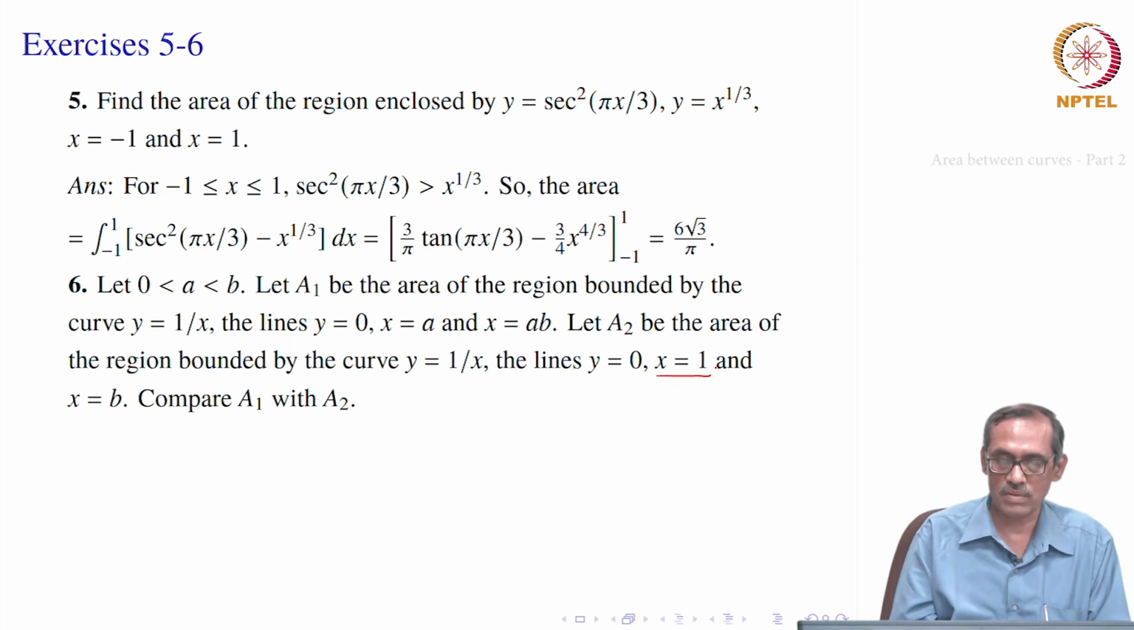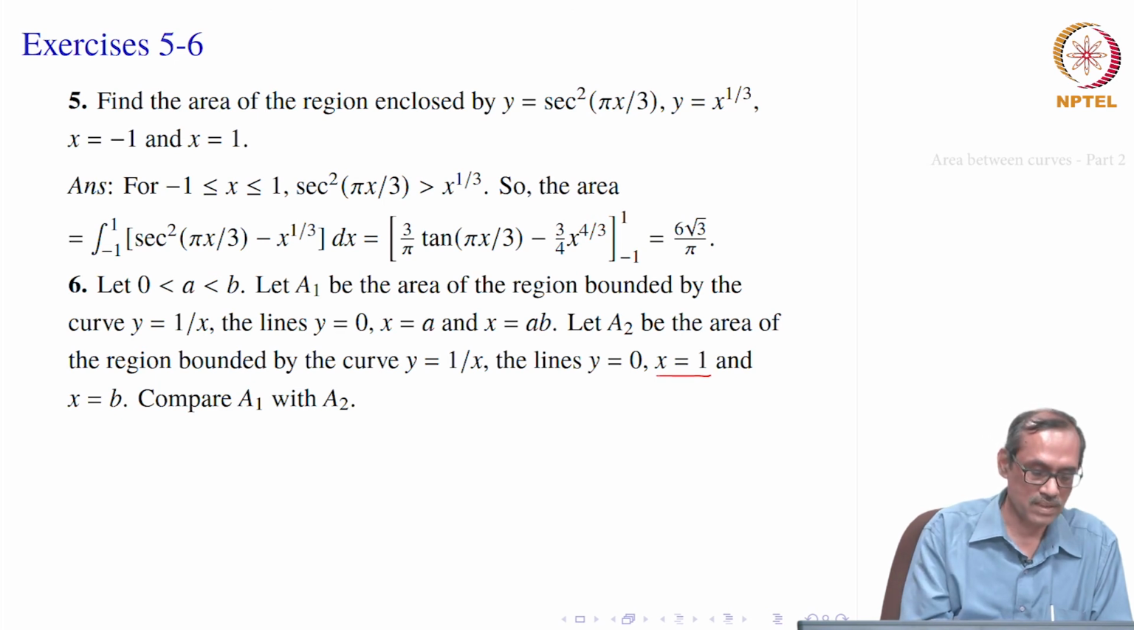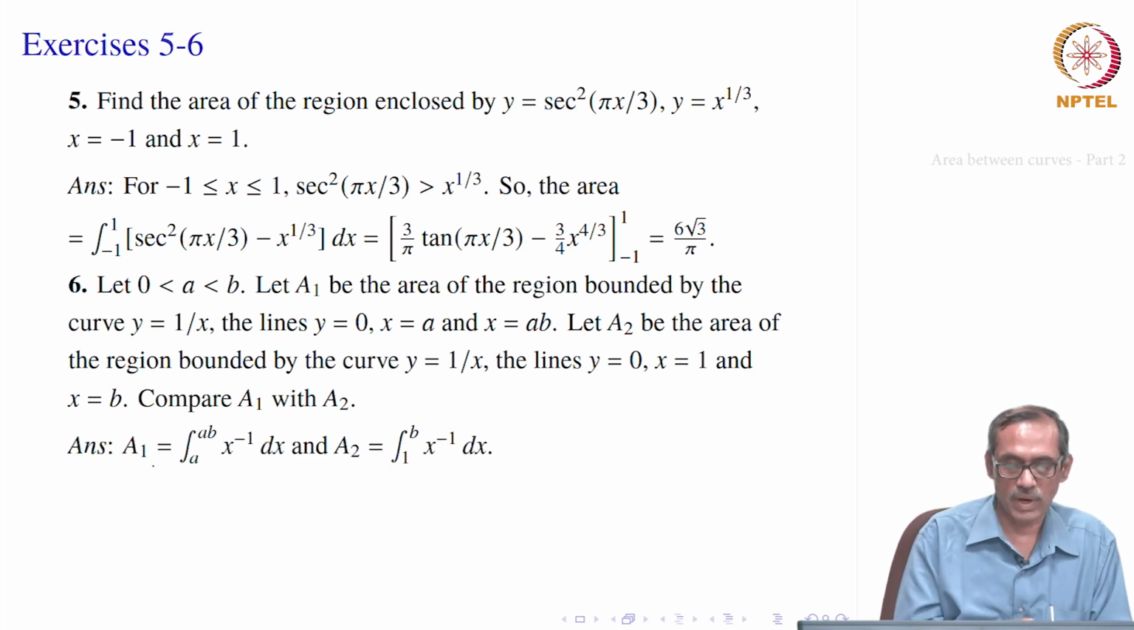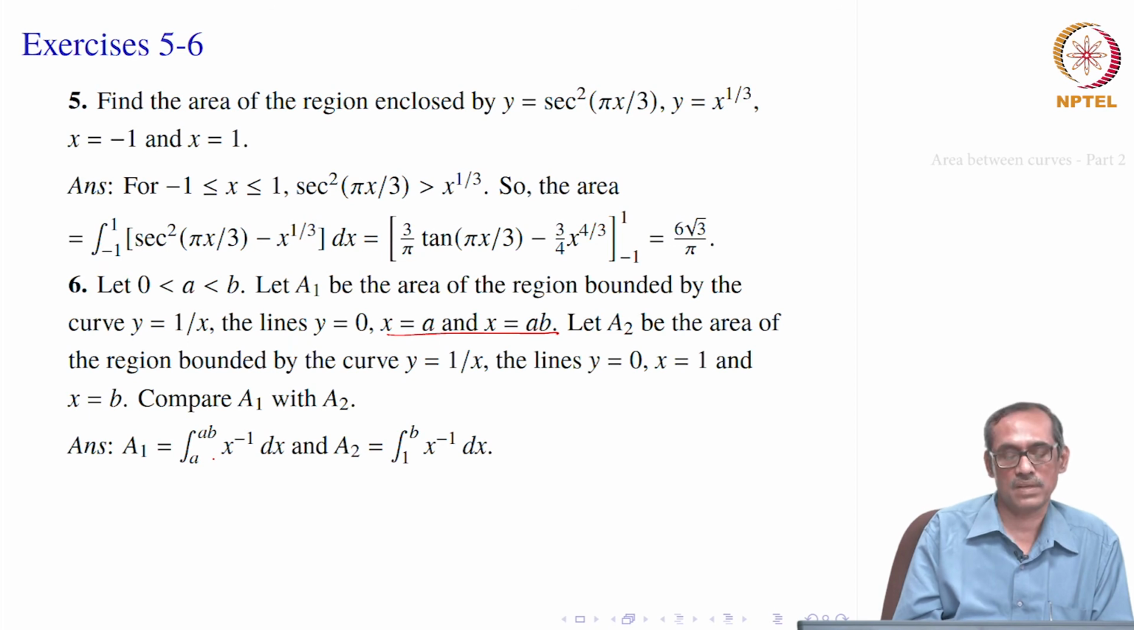We are required to find out which area is bigger than the other, right. So, let us write them as integrals first. A1 is equal to, since the lines are x equal to a and x equal to ab, the integral from a to ab of x to the power minus 1, that is 1 by x, the curve, and the x axis of course below, so y equal to 0. So, 1 by x minus 0, which is 1 by x, and A2 similarly is equal to the integral from 1 to b of x to the power minus 1 dx. Now, you have to compare these two integrals and say which one is bigger or what happens.